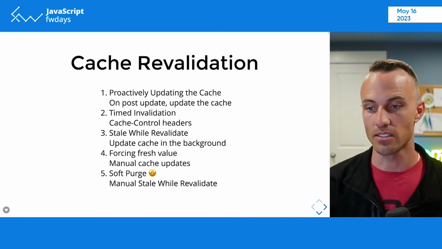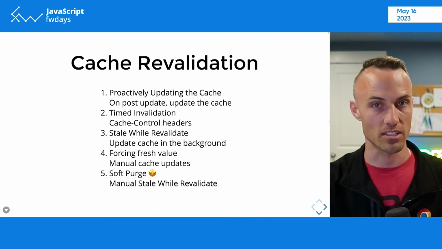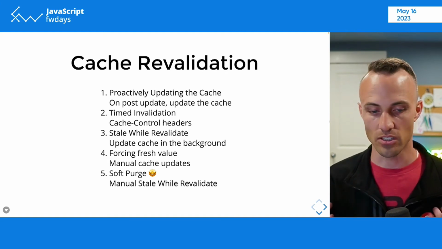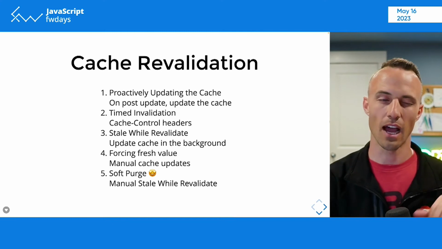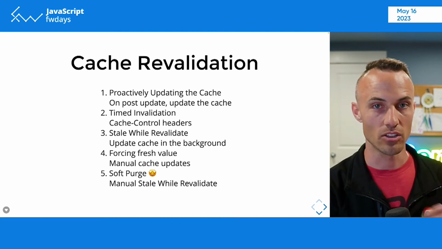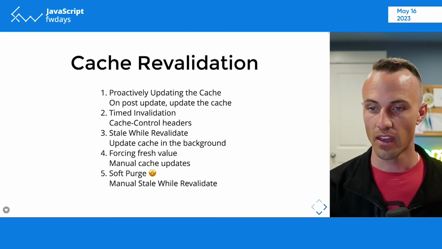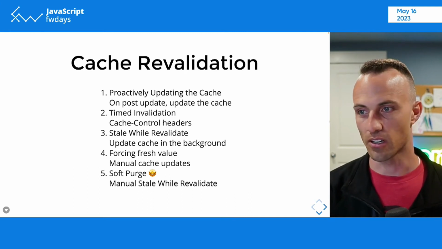The benefit of this is that if you just delete things from the cache, now the user has to wait. Soft Purge is really useful for when you'd accept the trade-off of making the user see something stale over making them wait to get the latest up-to-date thing. We'll talk a little bit more about Soft Purge later as well.